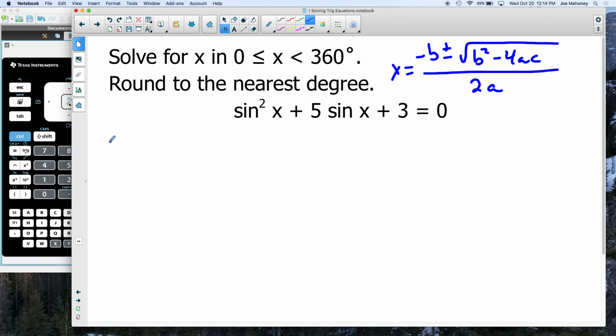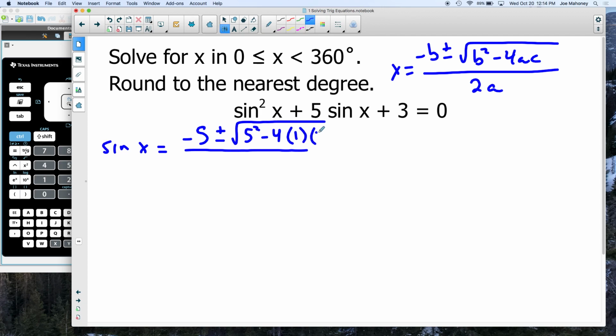So my value x, or my value sine x, is going to equal -5 plus or minus the square root of 5 squared minus 4 times 1 times 3 all over 2 times 1. And let's see if we can simplify this a little bit. We're going to get -5 plus or minus, let's see, 25 minus 4 times 3 is 12. So 25 minus 12 is 13 over 2. Whew, look at that.